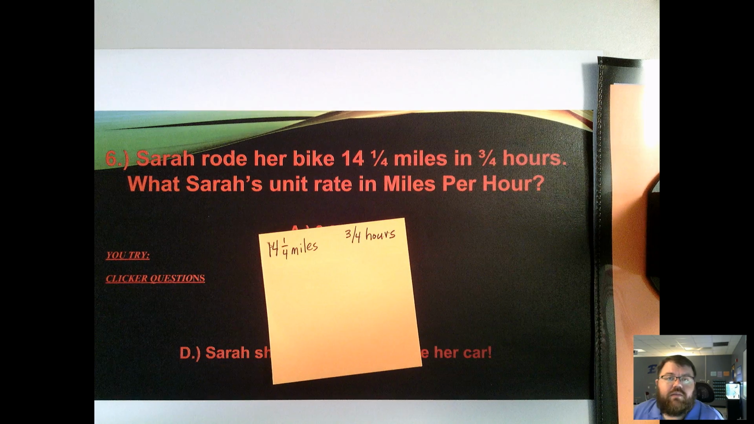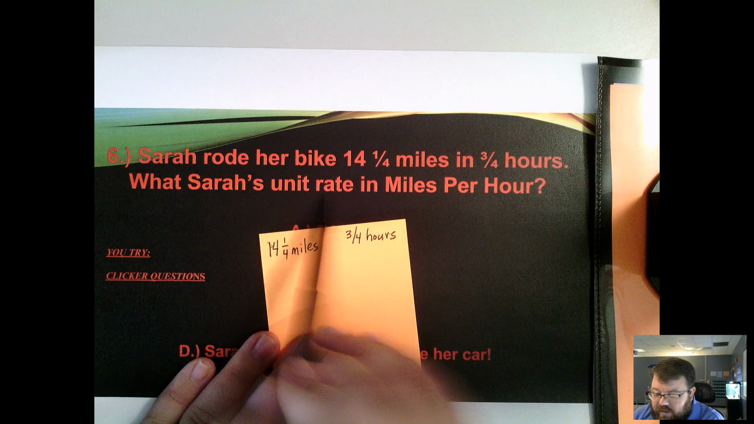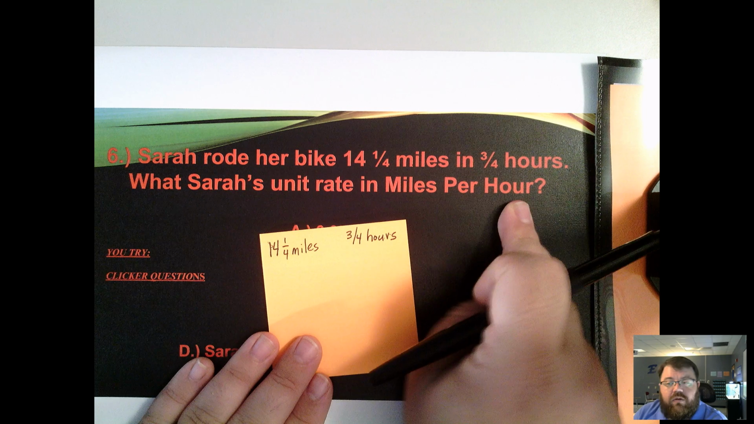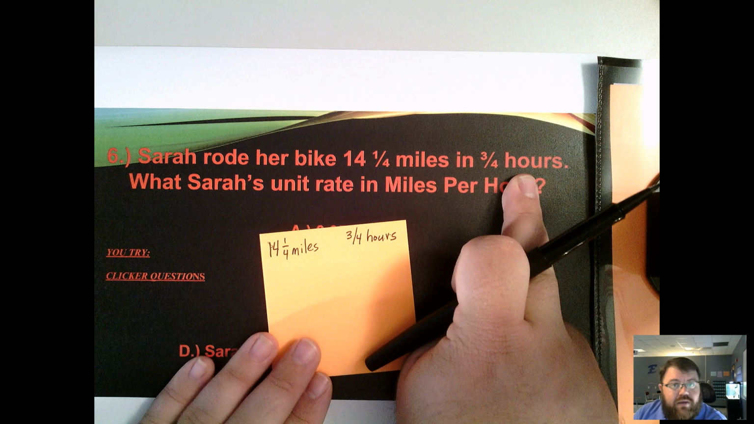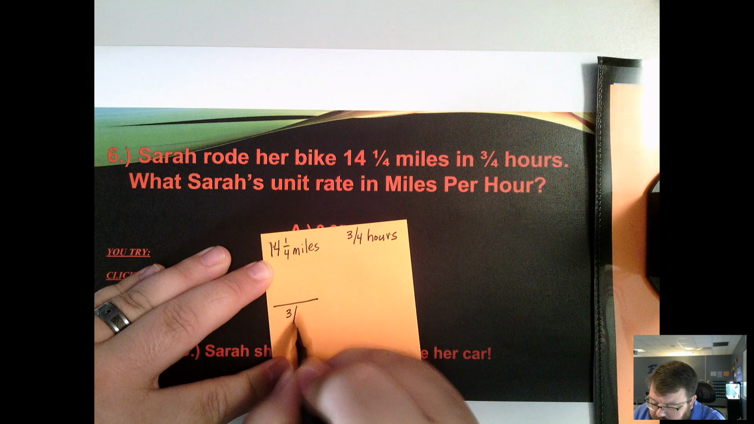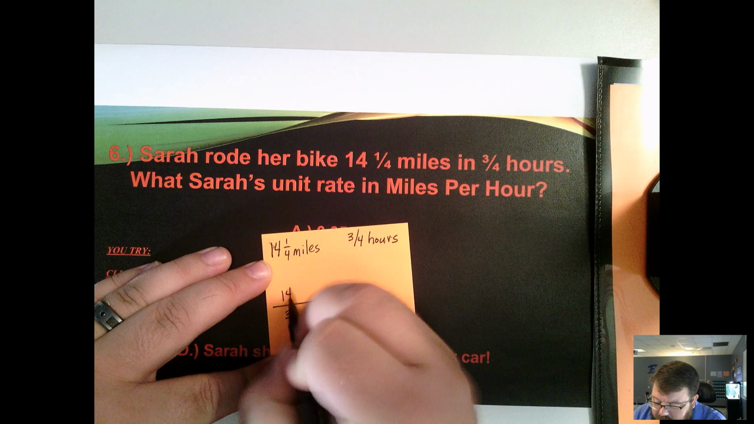Too often, students automatically see fractions and immediately say, well, I don't know what to do. But what we need you to understand is you're going to use the same strategies that we've taught you throughout this whole lesson. So our question says, what is Sarah's unit rate in miles per hour. So per hour, so hours has to be on the bottom. And miles would have to be on the top.